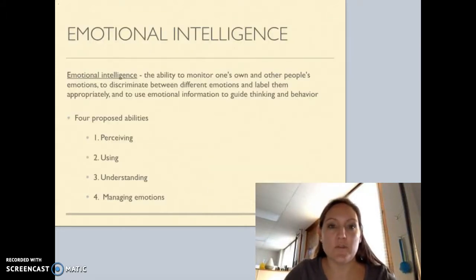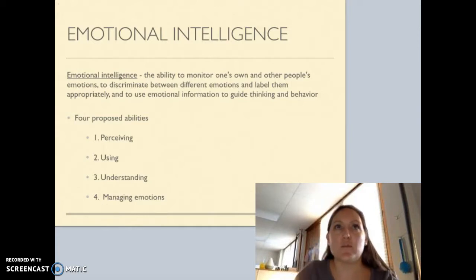I would like to start out with the definition of emotional intelligence. The definition, according to Peter Salovey and John Mayer, is the ability to monitor one's own and other people's emotions, to discriminate between different emotions and label them appropriately, and to use emotional information to guide thinking and behavior.